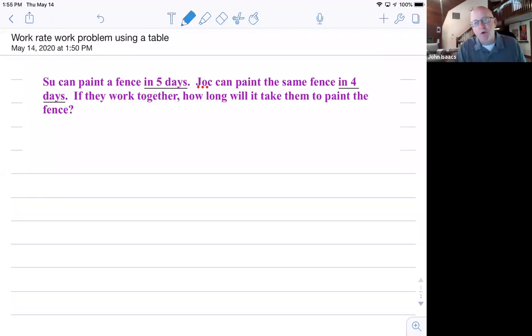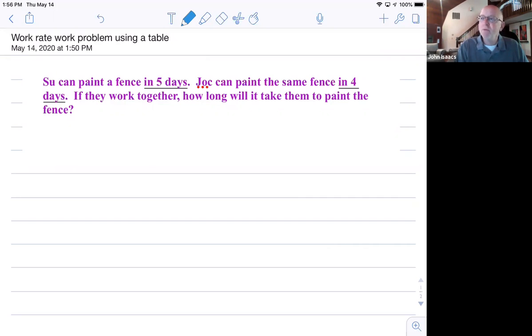All right, this is what I call a work rate problem. This type of problem can be very confusing for students. It's just another rate times time equals distance problem. It just doesn't feel like it. So I'll show you how it relates to that, and we'll do it using a table as well. I'll give you a couple different tools that you can use for problems like these.